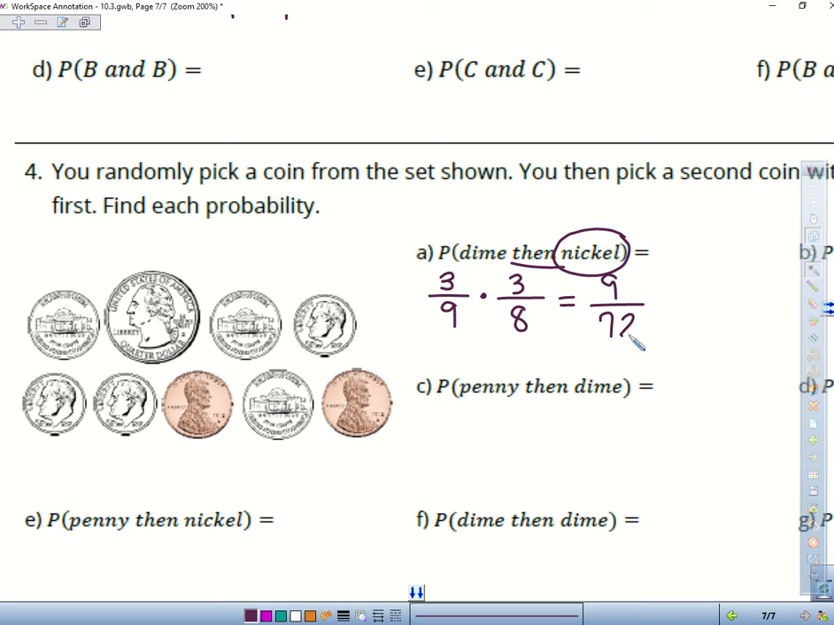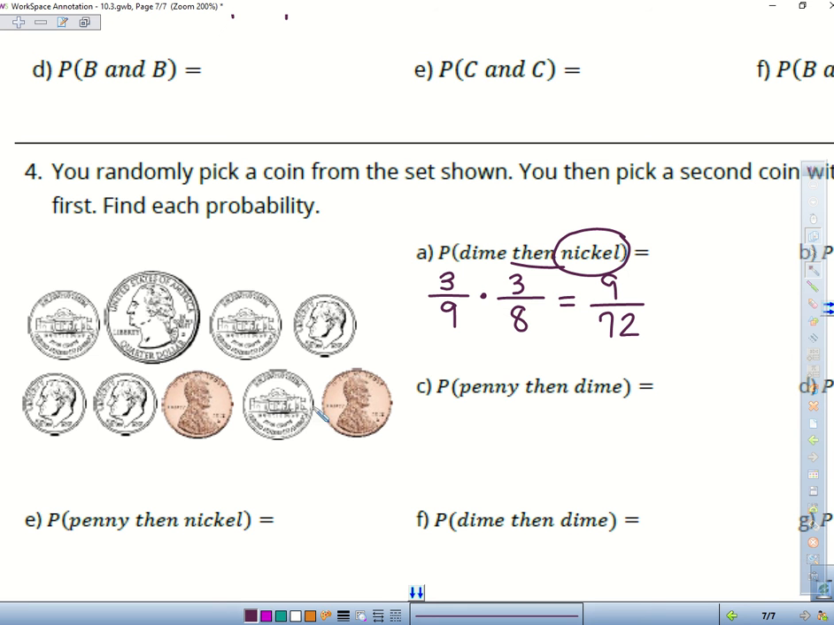Imagine we had a bag of these 9 coins. You picked a dime the first pick. How many coins are now in the bag for the second pick? 8. Does that make sense? So that's how a "then" problem has variance.